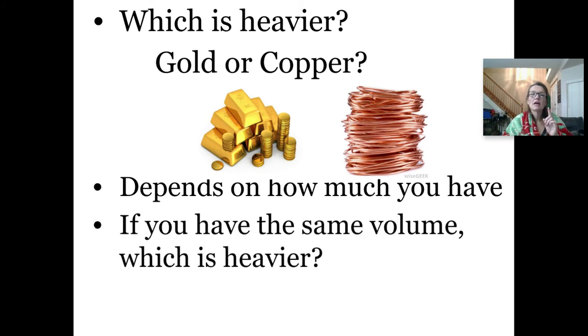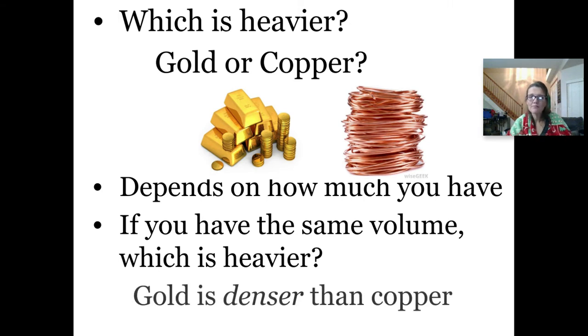Now, what if I gave you the exact same volume? So I gave you a chunk of gold and a chunk of copper that you dropped into a graduated cylinder full of water, and they changed the volume the exact same amount. So they have the exact same volume. Then could we say which one is heavier? Right? In that case, we would discover that gold is denser than copper. Okay? So gold is denser than copper because we would say that it's heavier. In other words, it has more matter.